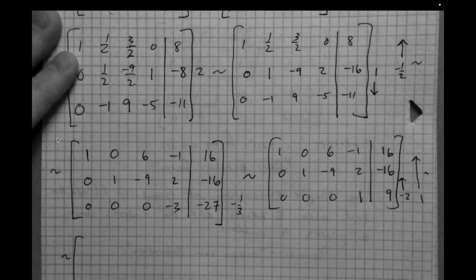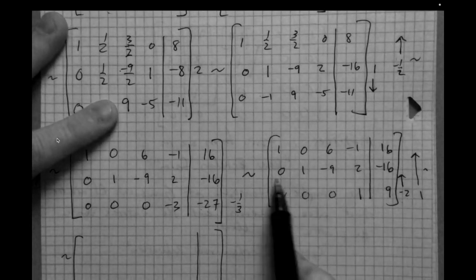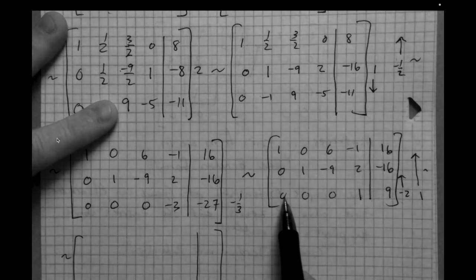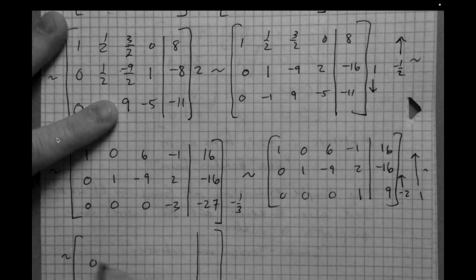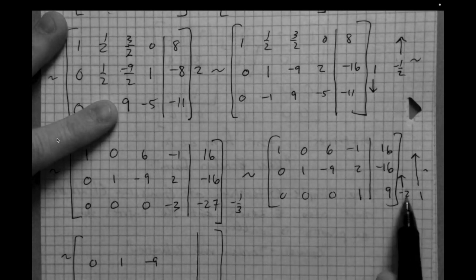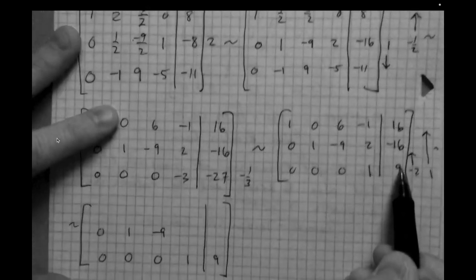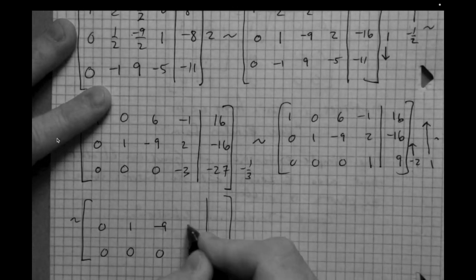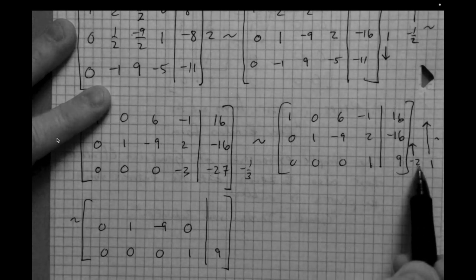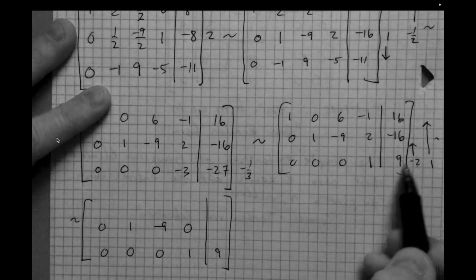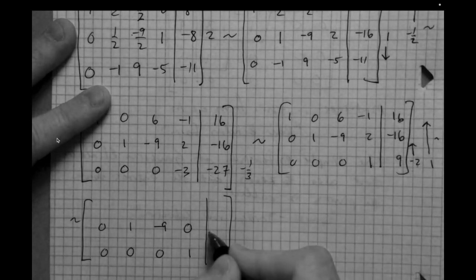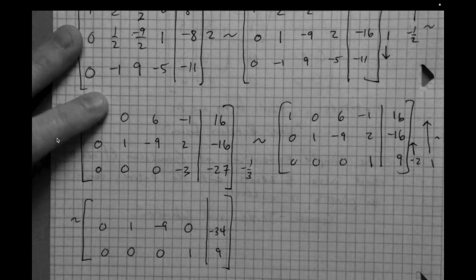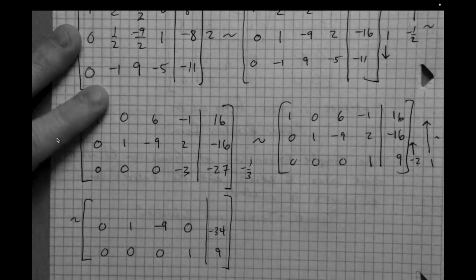So 0, 0, 0, 1, 9 stays the same this time. And now let's go ahead and tackle row 2. So that'll be 0, 1, negative 9, those are going to be unchanged because you'll be adding 0 to them. Now here you're going to get 1 times negative 2 plus 2 is a 0. And then 9 times negative 2 is negative 18 plus negative 16. That actually gets me negative 34. Okay. So that's my new row 2.